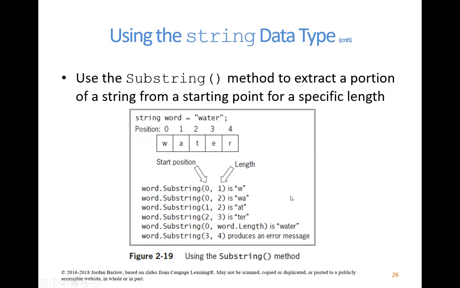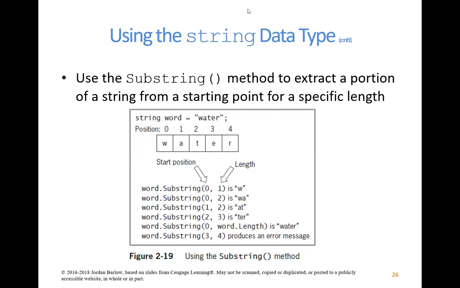And just like I've said before, anywhere in C# that you can use a number, you can also use a variable. So here, if you start at position 0, and how many letters you want to take is word.length, which in this case is 5, then your result would be the entire word. Now, on this last example, if you start at position 3, which is 0, 1, 2, 3, the letter E, and tell it to take 4 letters, you're going to get an error because there's only 2 letters left to take, the E and the R.